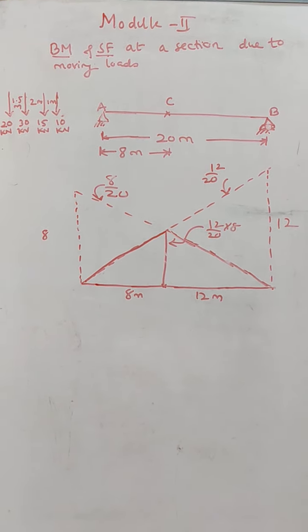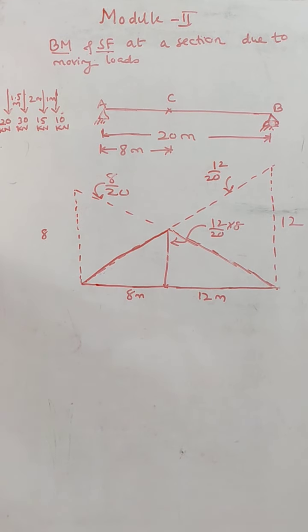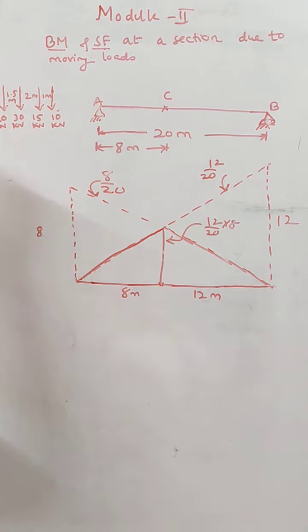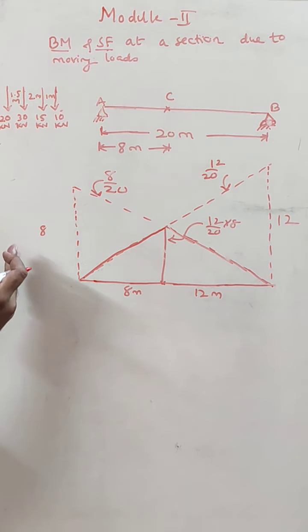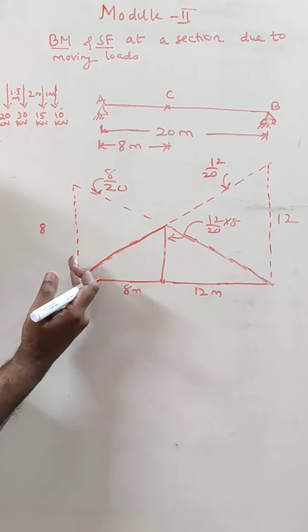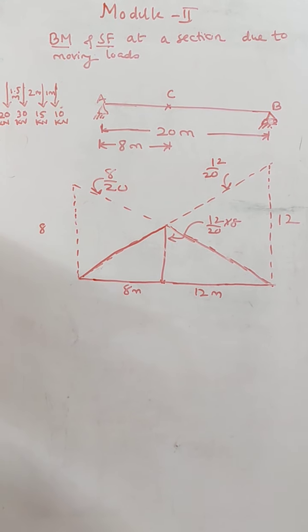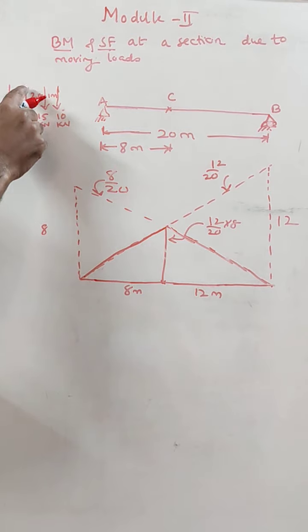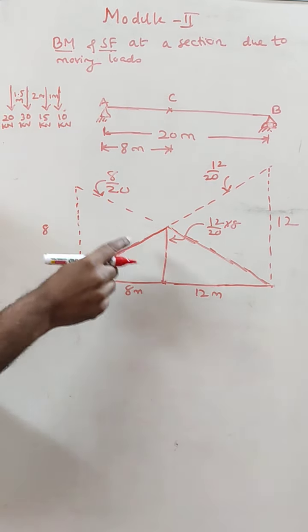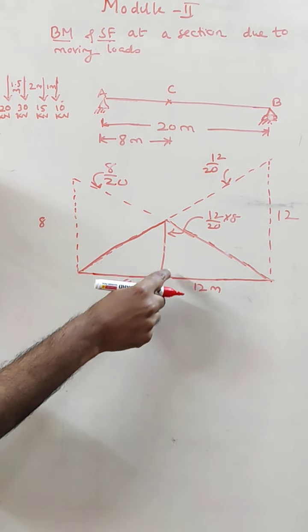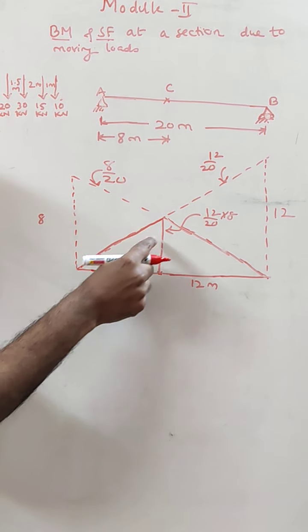Now we need to find the maximum bending moment at C due to the moving loads. We have to make these loads move from one end to the other. Just imagine when these loads move from one end to the other, they will occupy various positions. To get the maximum bending moment at C, the top load, that is the maximum load, should occupy the maximum ordinate, because if you look at the influence line diagram, this is the maximum ordinate. All ordinates are smaller than this.